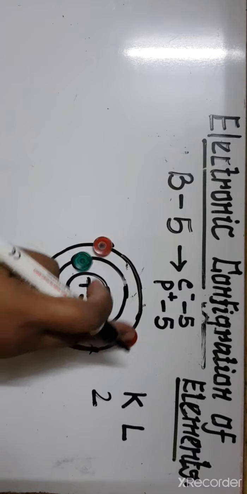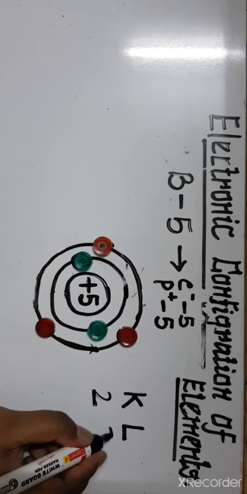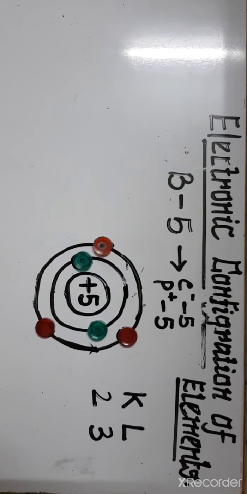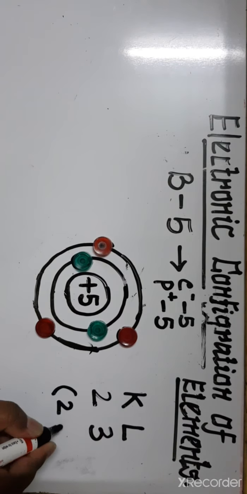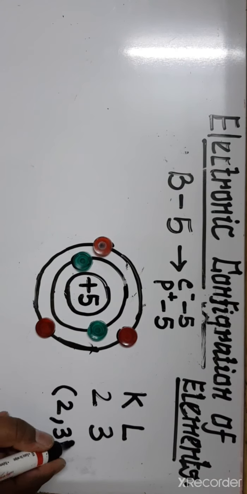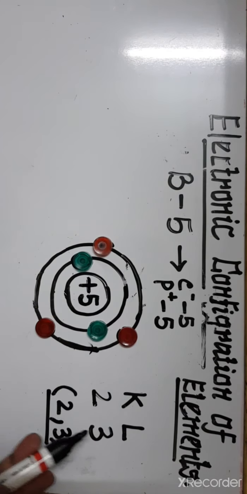And how many electrons are present in the L shell? There are 3 electrons. So we have to write 3. So what will be the electronic configuration of boron? The electronic configuration of boron will be 2, 3. Is it clear? The atomic structure of boron is this one, and this one is the electronic configuration of boron.